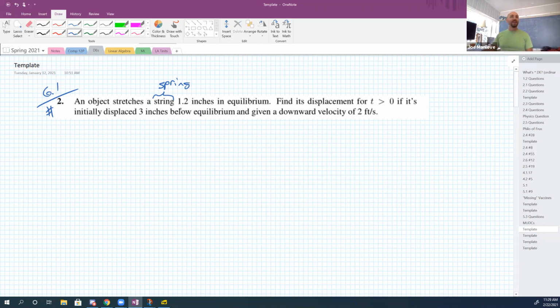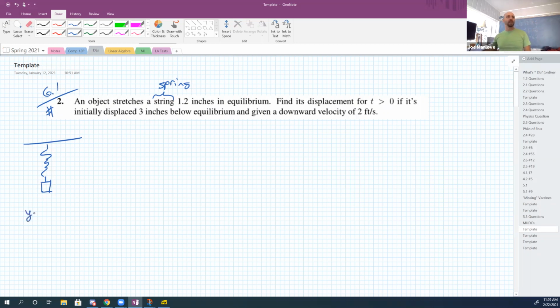All right. So we've got a displacement of 1.2 inches in equilibrium, and we're supposed to find its displacement for t bigger than 0 if it's initially displaced 3 below equilibrium and given a downward velocity of 2 feet per second. Okay, so picture first. How are you guys imagining this thing oriented? Up and down. Yeah, probably vertically. So I have like a thing and then like a spring and then like a mass, something like this. Okay. And then we're initially displacing it, so it's going to be a little bit stretched. Like it hangs here and then it's going to be stretched out a little bit, right?